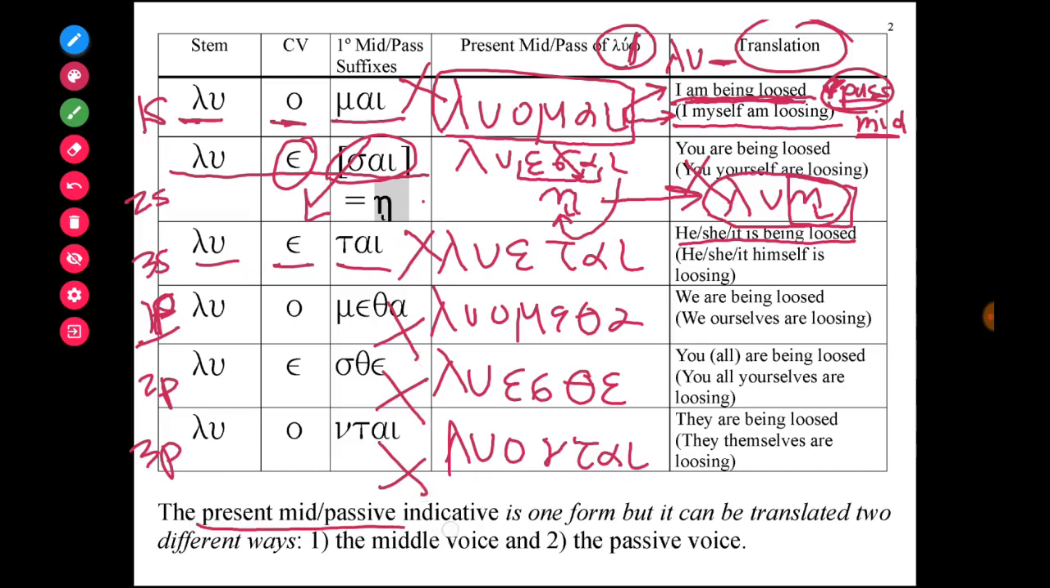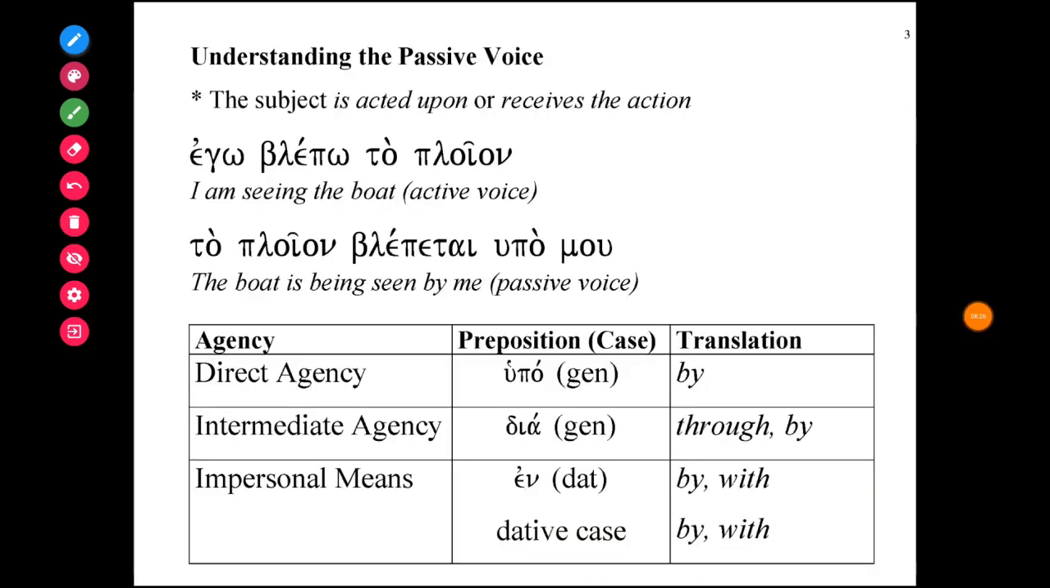Again, you have one form. These are the forms right here, but they can be translated two ways, either in the middle voice or the passive voice. But the passive voice is more frequent, and so you should try the passive voice translation first. Now let's go over the use of the passive middle indicative forms.